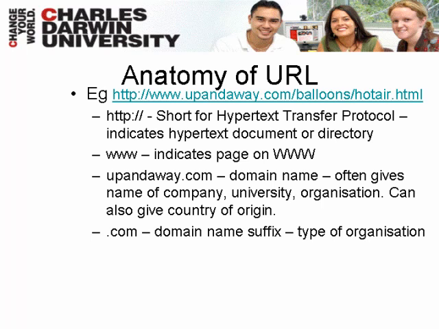Now have a look at the anatomy of the URL. We've got upandaway.com/balloon/hotair. The HTTP is short for Hypertext Transfer Protocol, which is the protocol used for indicating the type of documents there. www is the World Wide Web, and we have upandaway, which is the domain name. .com explains the type of organization. So we've got things like .gov, .com, .org, .mil, and other ones as well. So it tells us a little bit about the organization.